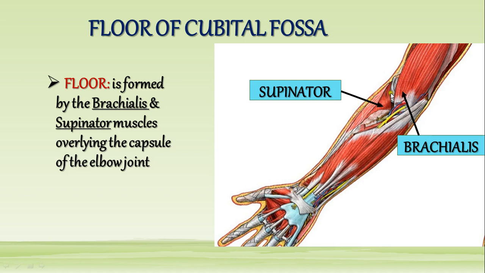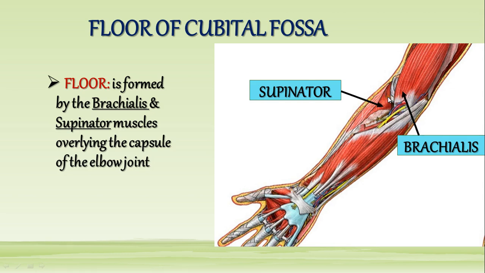The floor of the cubital fossa: when we remove the neurovasculature, we observe that two muscles are present in the floor of the cubital fossa. The first is the brachialis muscle, which is a muscle present in the anterior compartment of the arm. Another muscle which is present in the floor of the cubital fossa is the supinator muscle. These two muscles are present just above the capsule of the elbow joint.